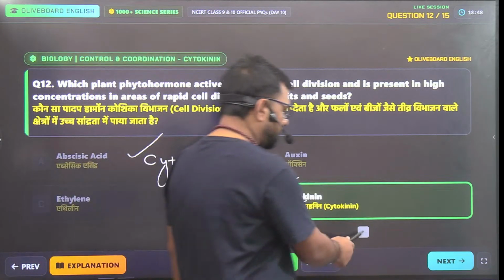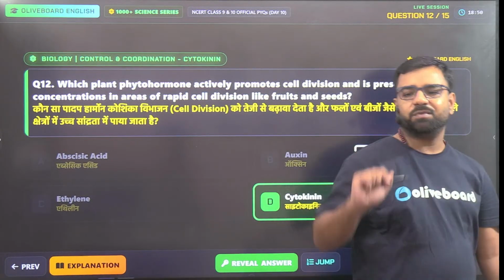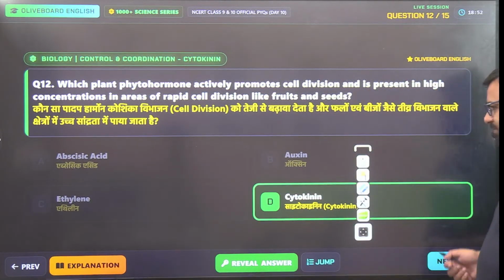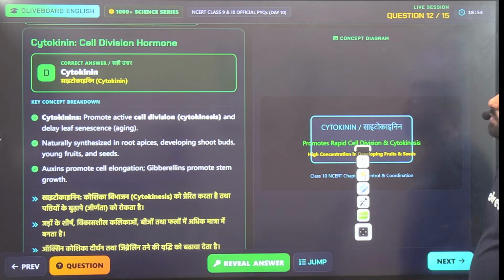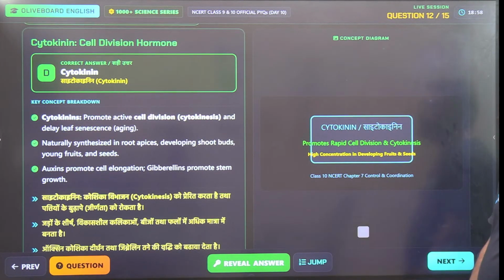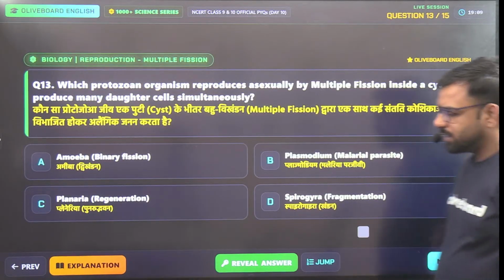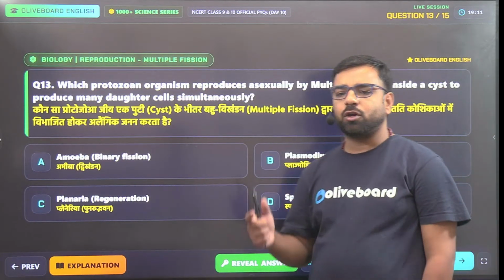Ankita, you have given all the correct answers today. No, one option was wrong, I guess. But it's good. Cytokinins promote cell division and delay leaf aging. They are naturally synthesized in root apices, developing shoot buds, young fruits and seeds. Auxins promote cell elongation and gibberellin promotes stem growth. What about abscisic acid? Abscisic acid maintains the dormancy phase.